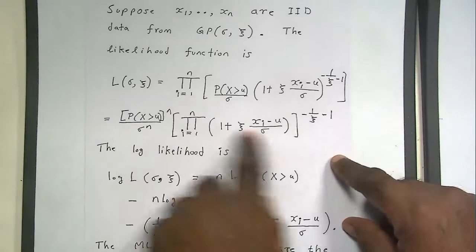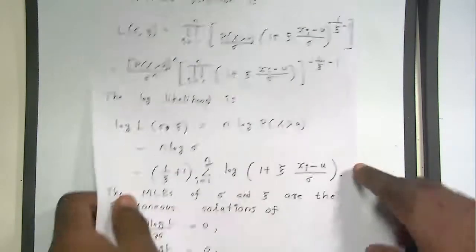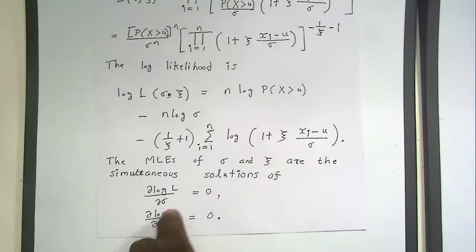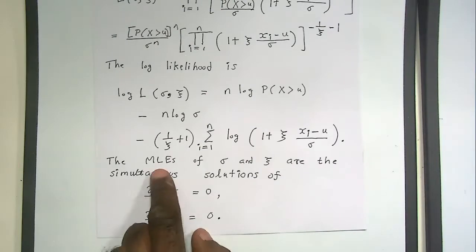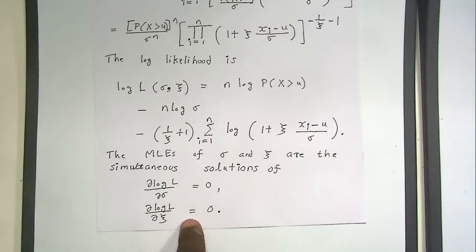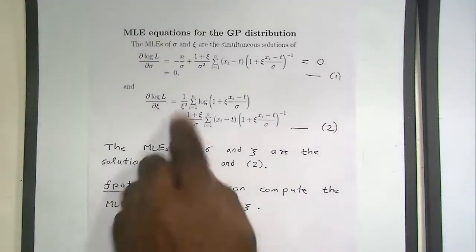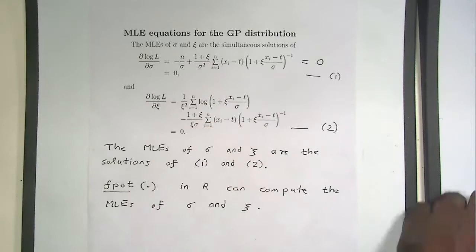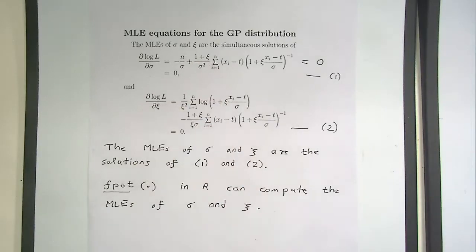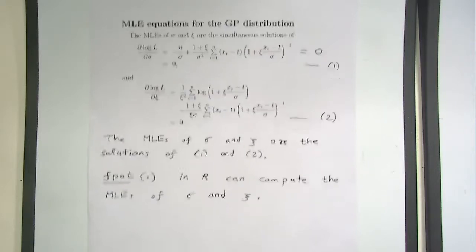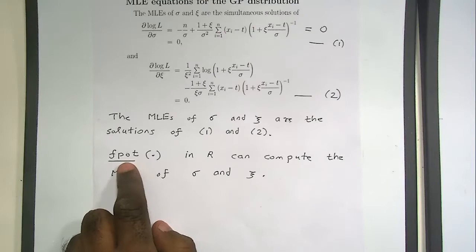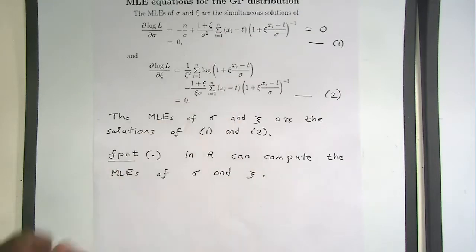So this is the likelihood function, and this is the log of the likelihood function. And so the MLEs, the maximum likelihood estimates of sigma and psi, are the solutions of these two equations. If you do some algebra, these are the two equations you will get. So you solve these two equations for the maximum likelihood estimates of sigma and psi. And fortunately, there is a command in R called fpot that can be used to solve these two in order to get the estimates for sigma and psi.